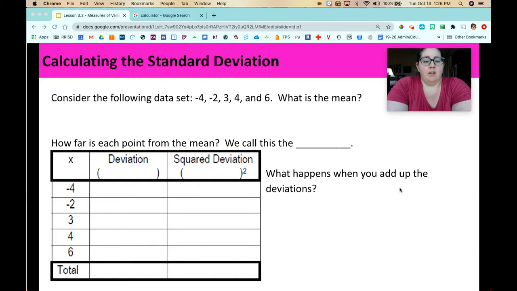So we're going to start with the set of data, -4, -2, 3, 4, and 6. We have 5 numbers in this set of data. Some of them are negative. Negative numbers happen in real life, guys. Let's just deal with it.